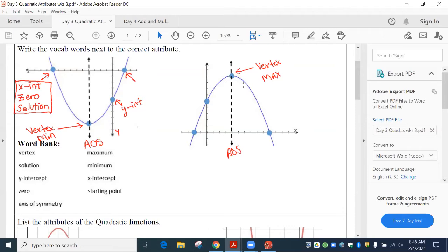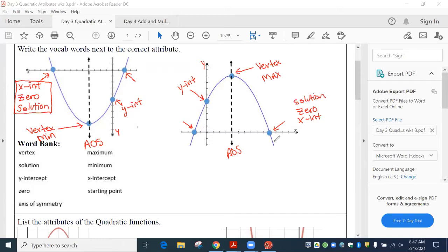All right, so let's talk about the y-axis. Here's our y-axis right here. What do we call this dot where it's touching the y-axis? The y-intercept, very good. And then we've got either of these, they both are touching the x-axis. It doesn't matter which one you label. There's more space here, so I'm probably going to do it here. What do we call this dot right here? We call that the x-intercept, the zero, or solution.